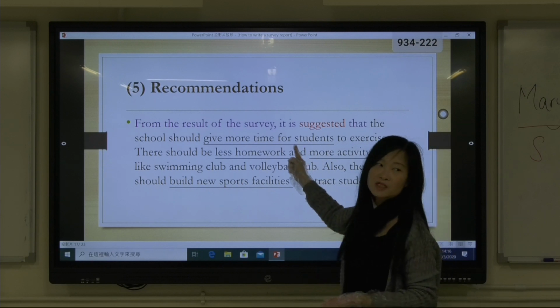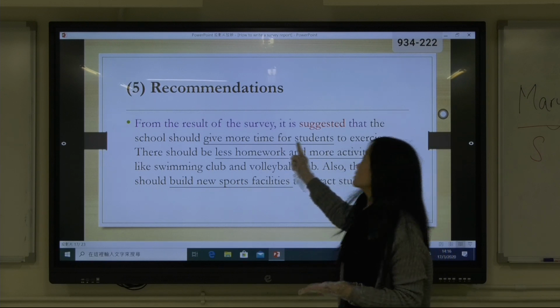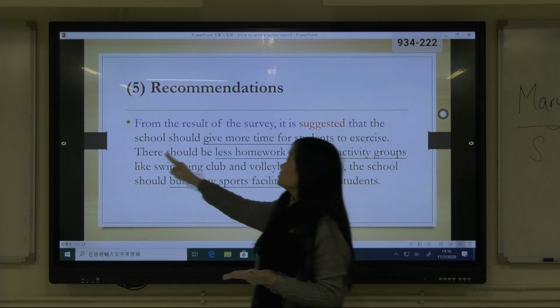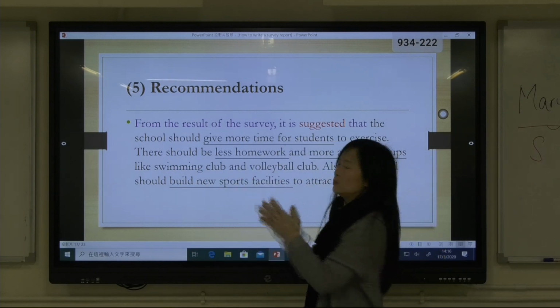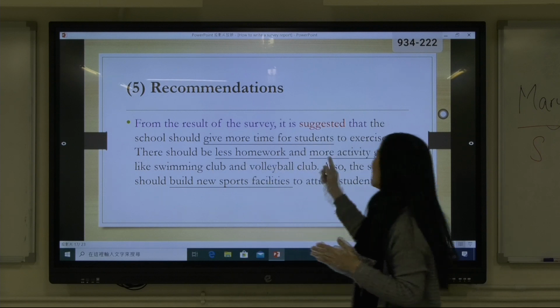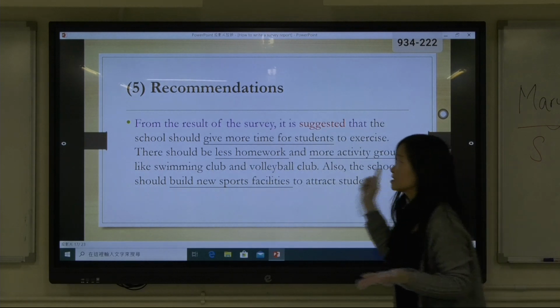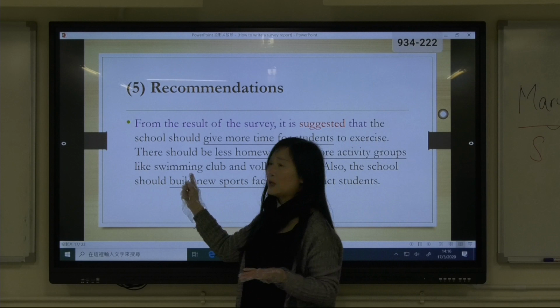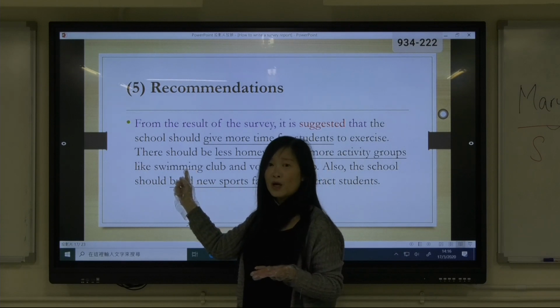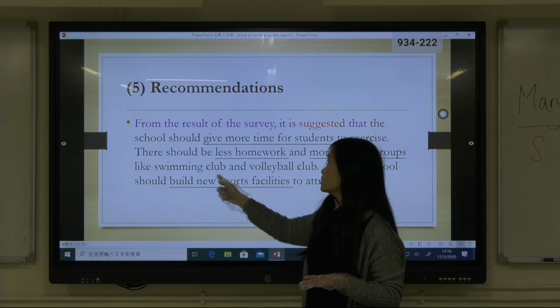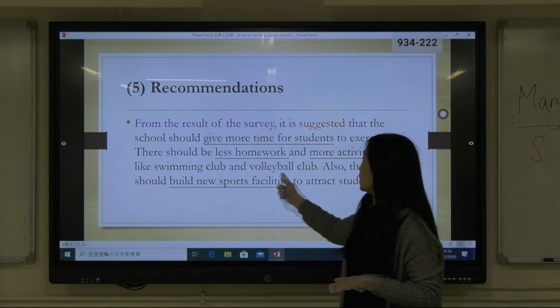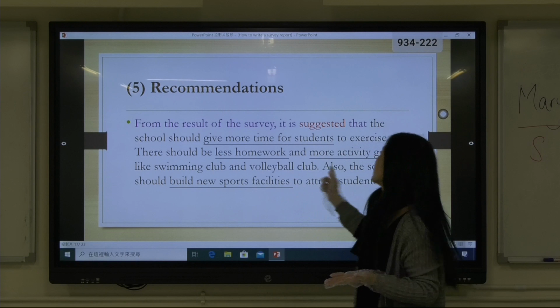So no time, so what to do? Give them more time to exercise. There should be less homework. Wow, our students will like it a lot. Less homework and more activity groups like a swimming club. Oh, 30% of students like swimming, so why not, right? Having a swimming club and a volleyball club, right? These are just examples.